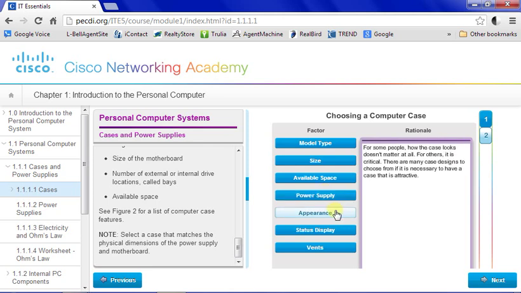Appearance is an important function for a lot of people for computers. They want to make sure that if they are a company and they have a certain style they're following for their company, they're setting a tone, then they might choose certain cases that look a certain way.